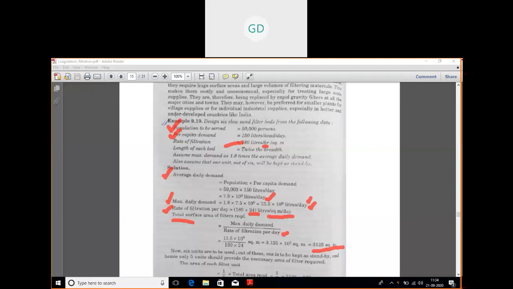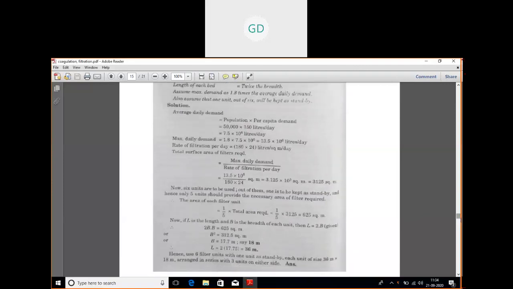Okay, so now in the question, it is given that out of the 6 units, one of them needs to be kept as standby. So what will you do? You should design it for only 5 units. So now we need to find out the area for each of the filter unit. The total area, as you already found, is 3125, you need to divide it by 5, since we need to design now for only 5 units. Then you will get the area for each of the filter unit.